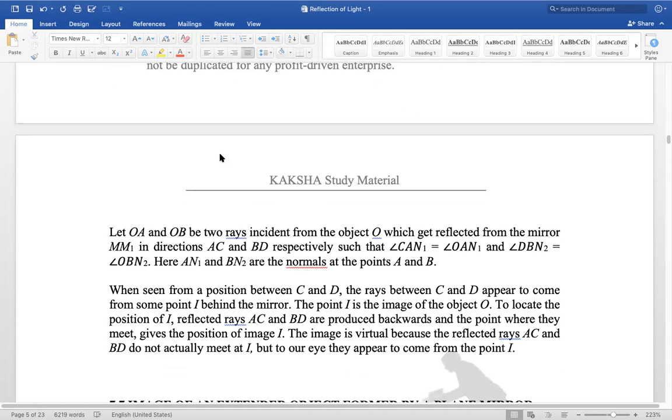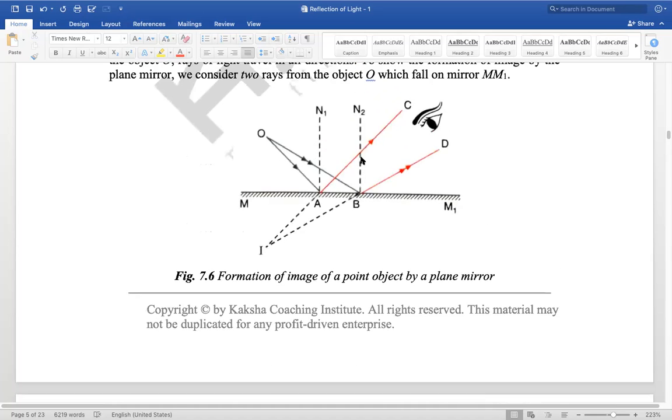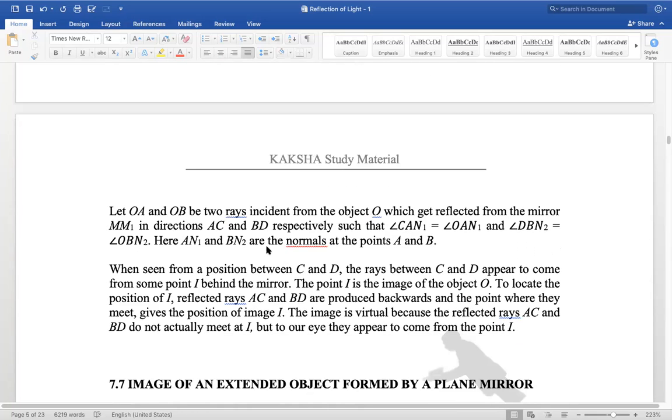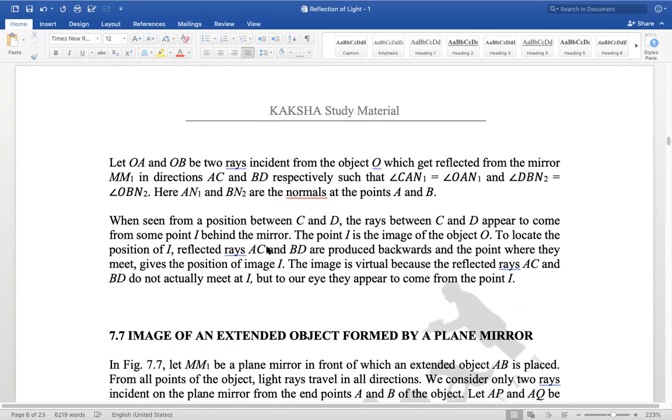Here AN1 and BN2 are the normals at the point A and B. So when seen from the position between C and D, the rays between C and D appear to come from some point I behind the mirror. तो ये जो rays हैं जो C और D पे आ रही हैं, it appears to be coming from a point behind them, that is point I. ठीक है. So it appears to come from some point I behind the mirror. The point I is the image of the object O.